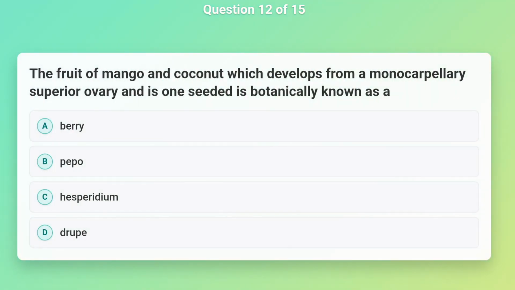The fruit of mango and coconut, which develops from a monocarpellary superior ovary and is one-seeded, is botanically known as a drupe.